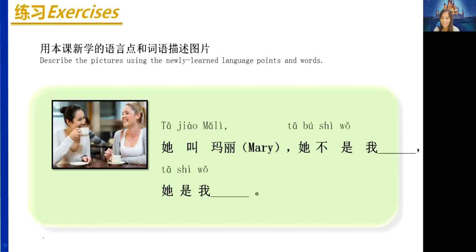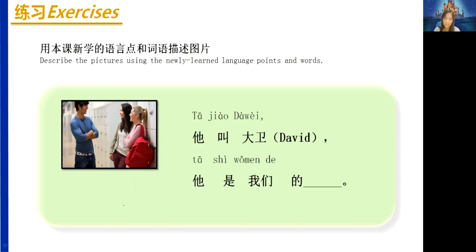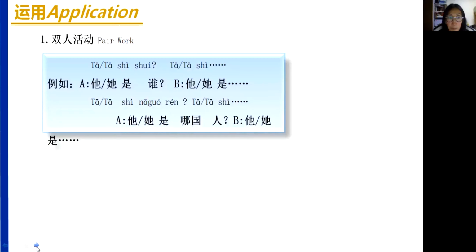他不是我同学，他是我朋友。他叫大卫，David，大卫。Oh, cool. 他是我们的同学. He is our classmate. 同学. 他是哪国人？他是 yeah. Maybe you can introduce somebody else.